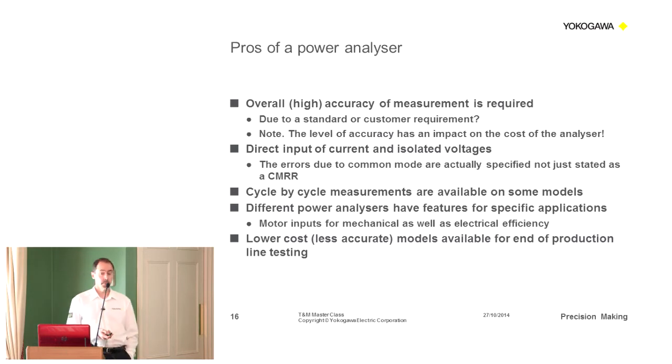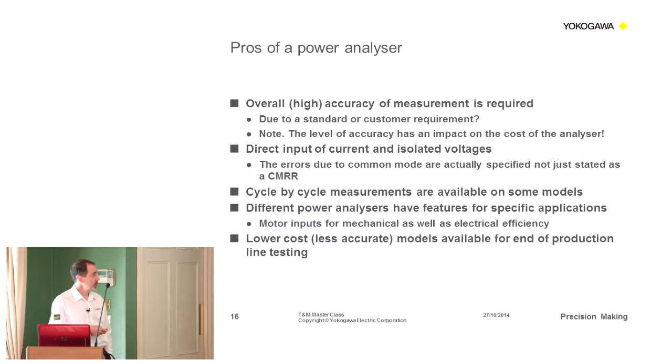We have direct input of the current and isolated voltage. With this sort of product, generally you have shunts built into the product, and they have to be controlled very carefully in order to minimize the self-heating effects. And that, of course, is potentially what limits the maximum current that can go into the instrument. Because if you put a lot of current into the shunt, it will heat up, and of course that will cause further errors in your accuracy.